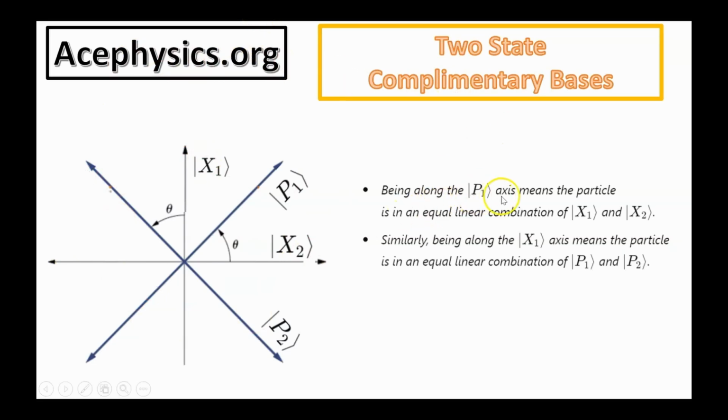If you're along the P1 axis, that means that you're an equal combination of x1 and x2. If something has some momentum, it's along this axis, then it has an equal amount of x1 and x2. And likewise, if you're along the x1 axis, then you have an equal amount of p1 and p2.